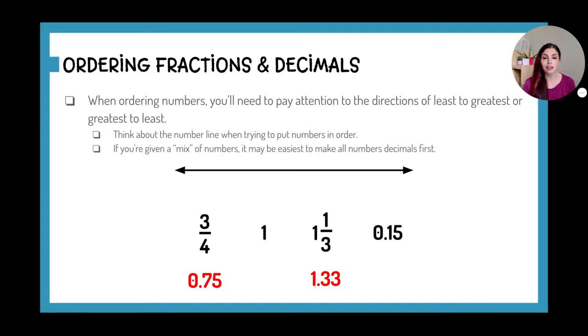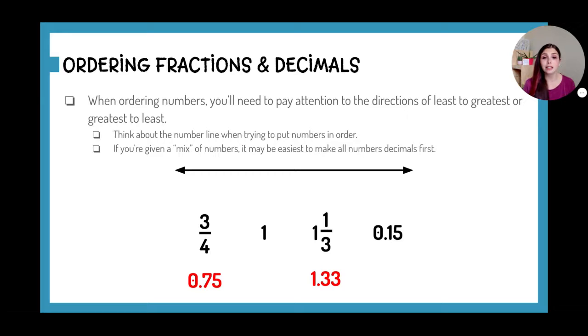It's just 1. I could change my mixed number 1 and 1/3 into the decimal 1.33. And this, yes, is a repeating decimal. I don't have the line indicating it because for the sake of this problem, I don't need to know that the number goes on and on. I can just stop it at 1.33. And then I don't need to change 15 hundredths because it's already in decimal form.